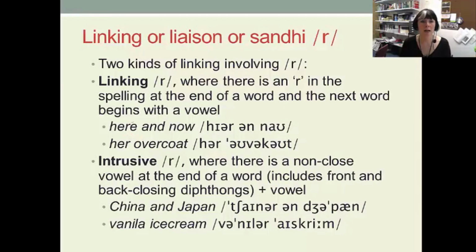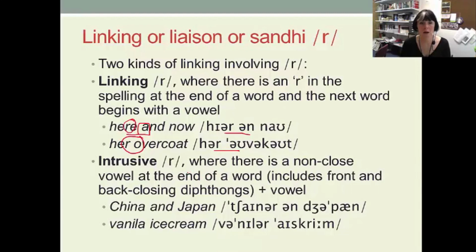So in here and now, I've got an R at the end of the spelling, and if I say the word here on its own in this particular accent, I don't say the R. If I was American, I would say it because there's an R in the spelling. However, if the word is followed by a word beginning with a vowel, which is what we've got here, then I'm likely to say the R sound in here and now, and it's a kind of linking thing. Also, we've got the same thing going on in her overcoat. I'm likely to say the R because the next word begins with a vowel sound.